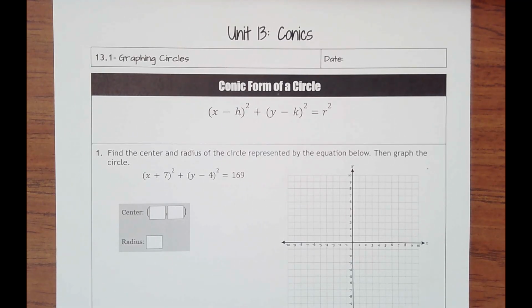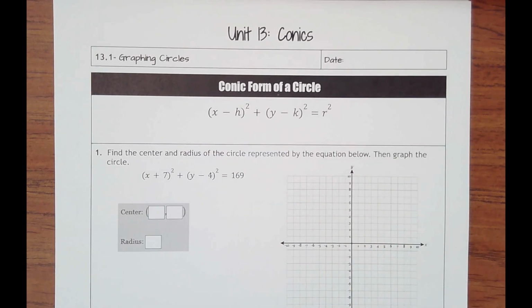Unit 13 is called conics. These are going to talk about circles. We're going to talk about parabolas in a little bit different way than we have in the past. We're going to talk about ellipses, and we're going to talk about hyperbolas. So this will be kind of a different unit than you're used to seeing, but it's going to require some graphing and some algebra to change between different forms.